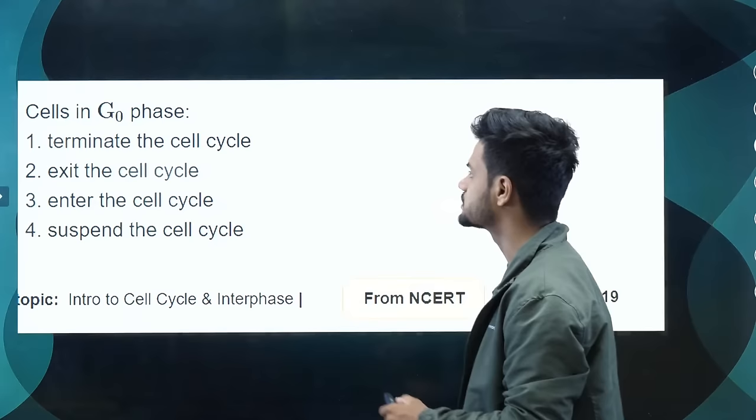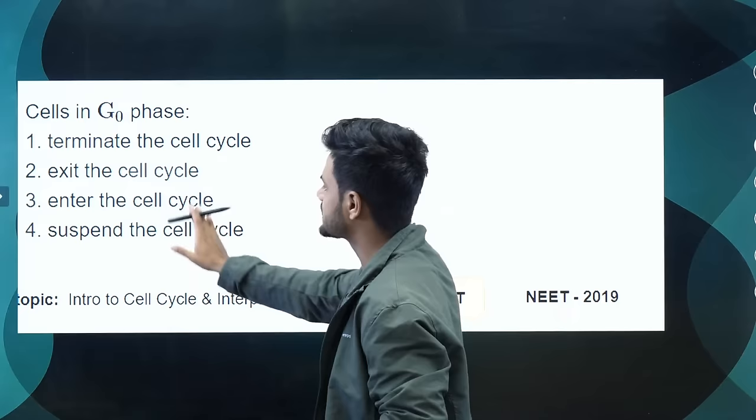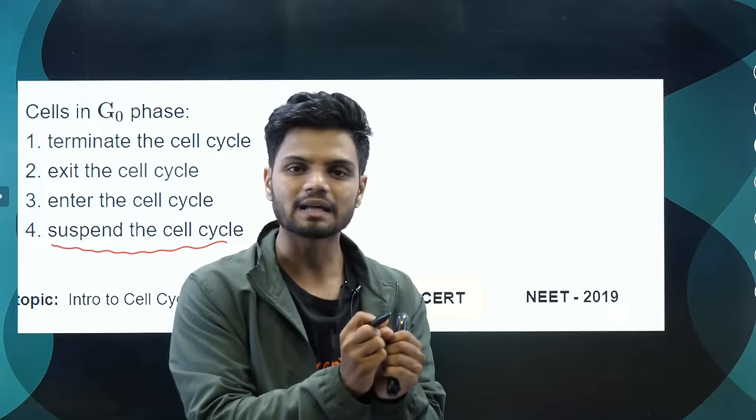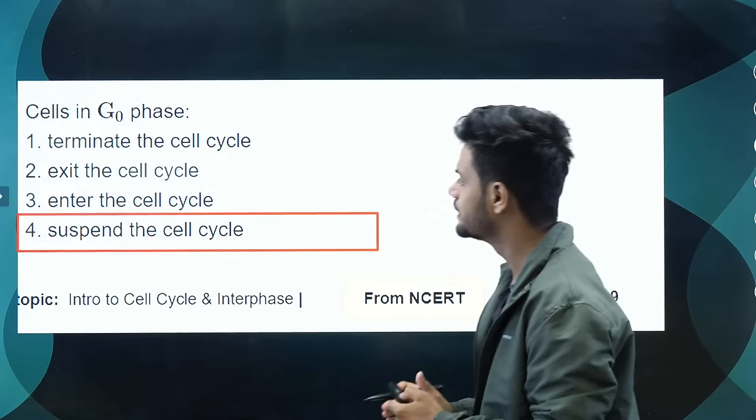The cells in the G2 phase do what? Terminate the cell cycle, exit the cell cycle, enter the cell cycle, or suspend the cell cycle? All of us know G0 is called the quiescent stage, in which the cells are metabolically active but become suspended. Next question.